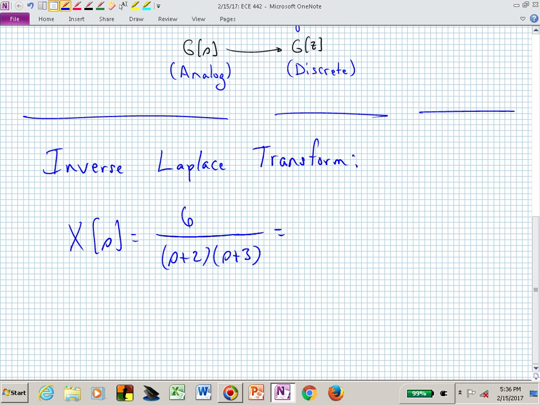You can talk with a neighbor to figure out what is little x of t if this is capital X of s. And our minute is up, isn't it? How did you approach this problem? Or what did you immediately see as a structure of the time domain response given this capital X of s? And I would like for your heads to all be going up and down in a yes pattern, not in a no pattern. What's the structure of the solution for x of t?